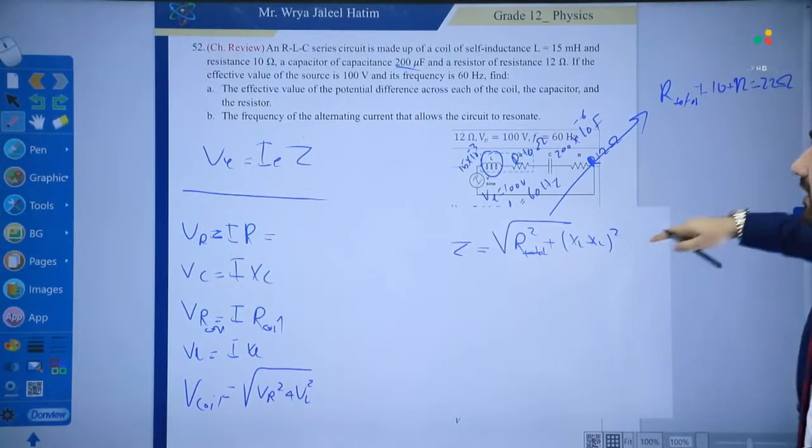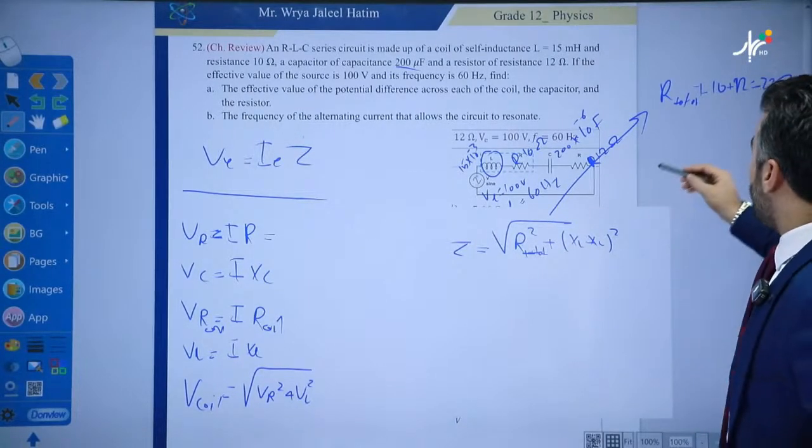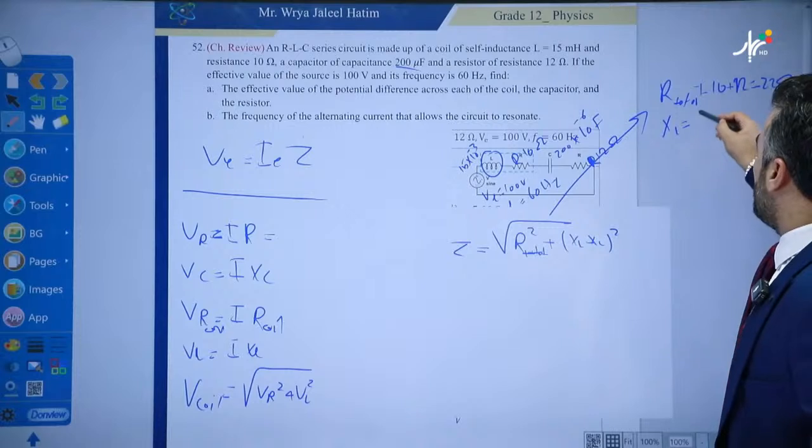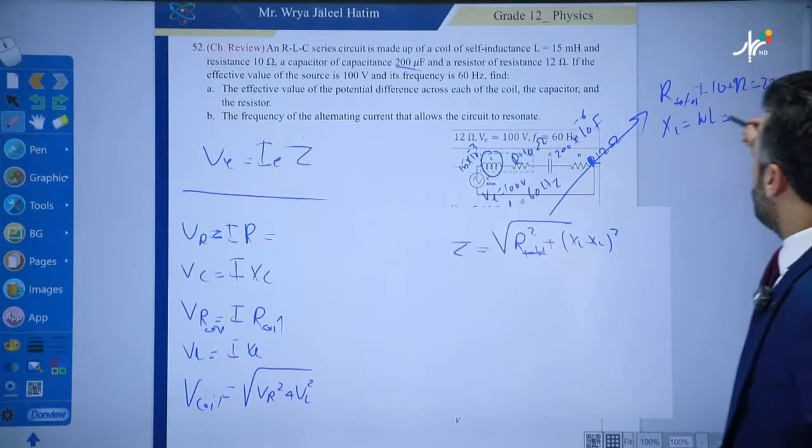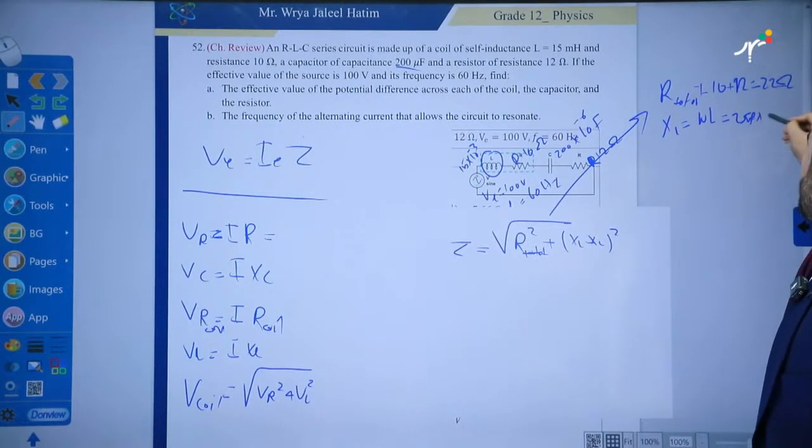That is for the resistance. What about XL here? XL is basically equal to omega L. Omega, that is 2 pi F times L, correct?